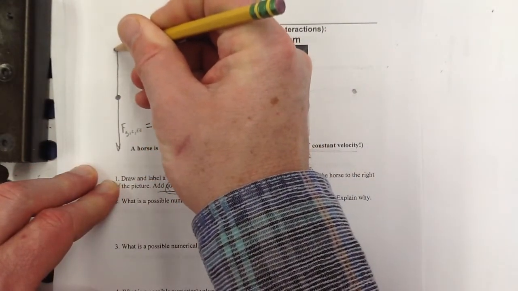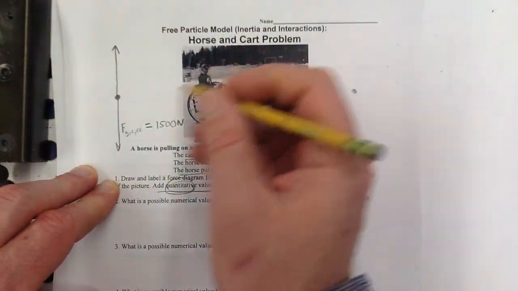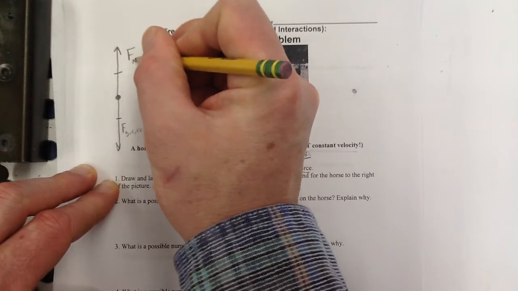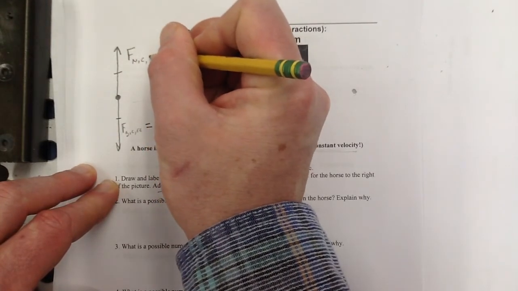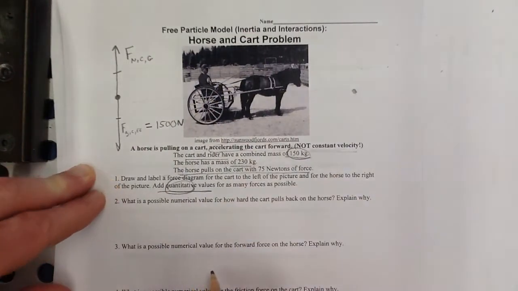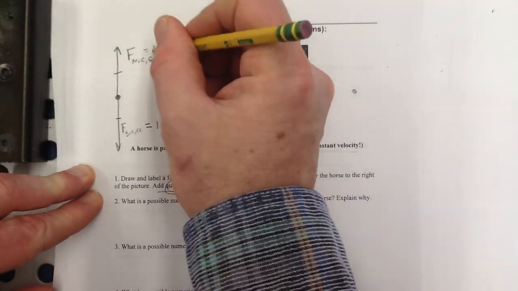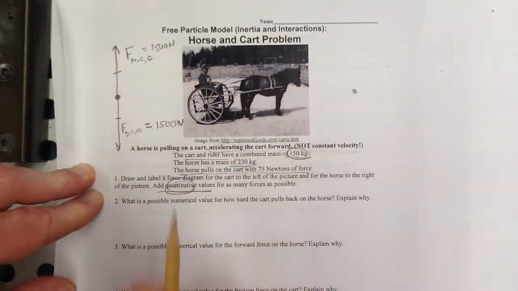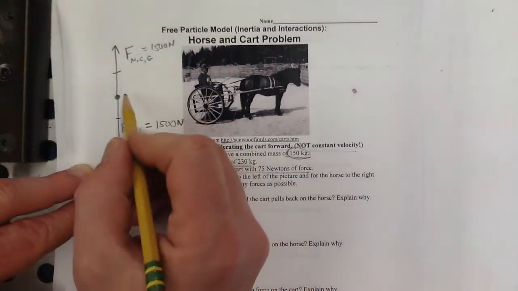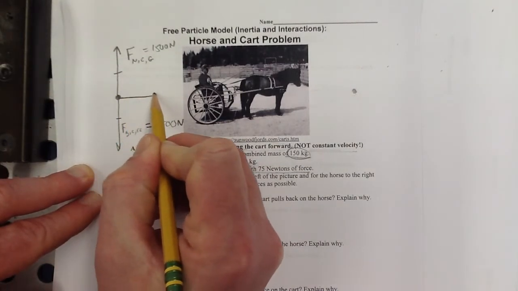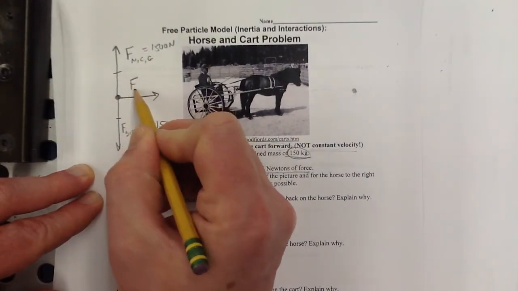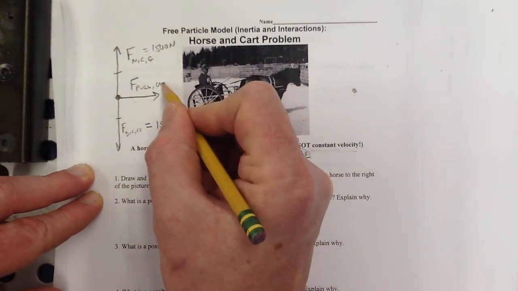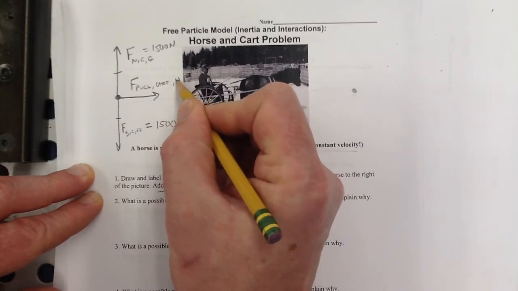Now, this cart is not moving in the up-down direction. So we know that the forces in the up-down direction are balanced. So that normal force on the cart from the ground is also going to be 1,500 newtons. I made tick marks here, but if we know the numbers, we're going to put them in the diagram there. And then I know that there is a force of pull on the cart from the horse.